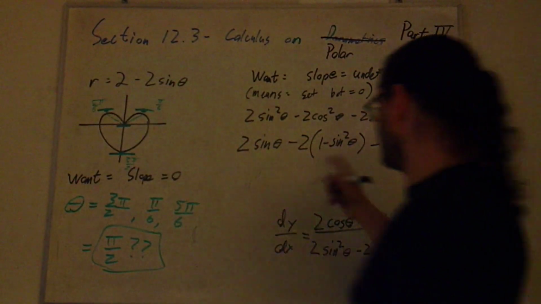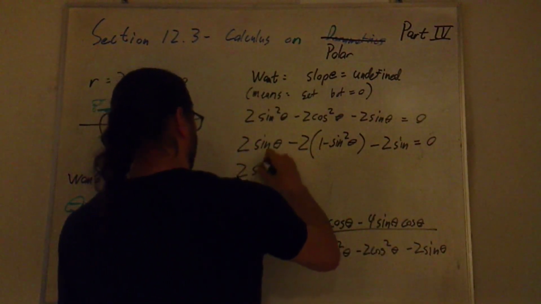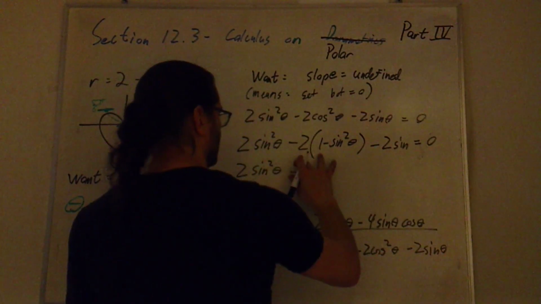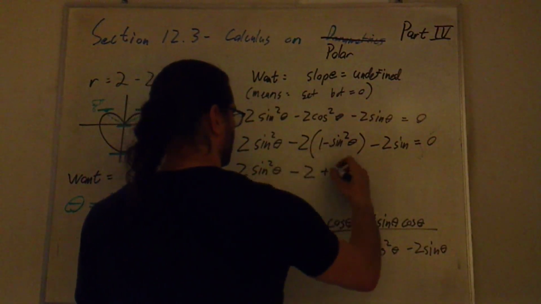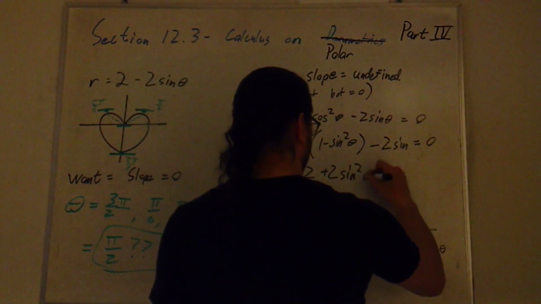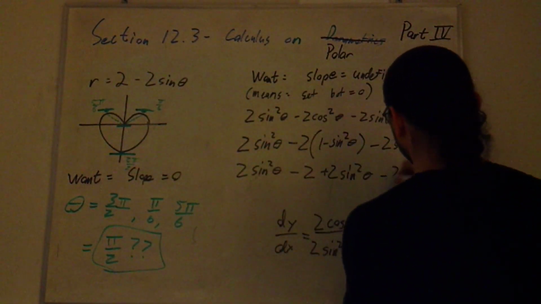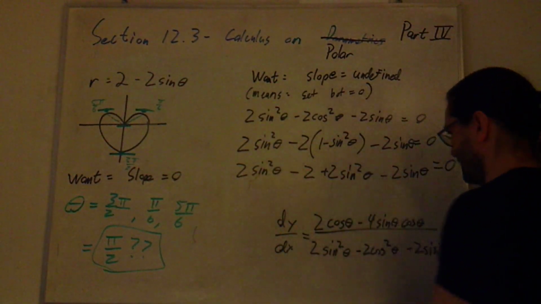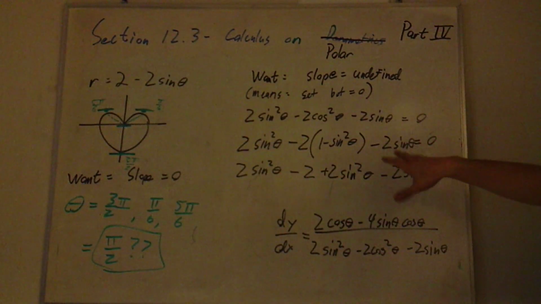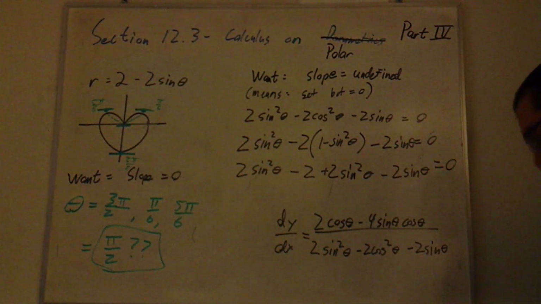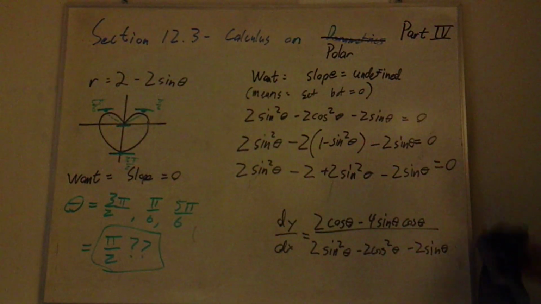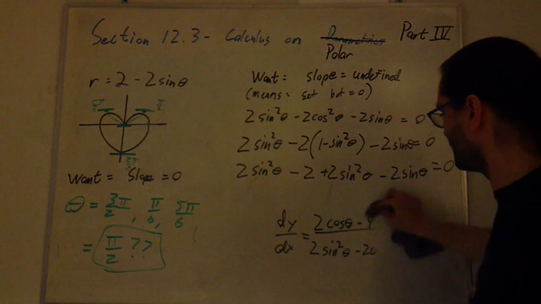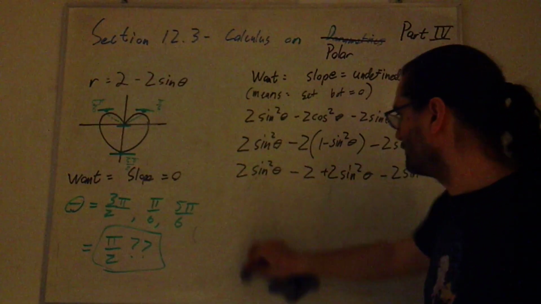And then I'm going to simplify this out a little bit. I have 2, oh, that's squared. 2 sine squared theta minus 2 plus 2 sine squared theta minus 2 sine theta equals 0. It's really easy to lose track of some symbols in this. This is kind of a mess. I don't think I need this derivative anymore. You have served your purpose, derivative. It's time for you to go.